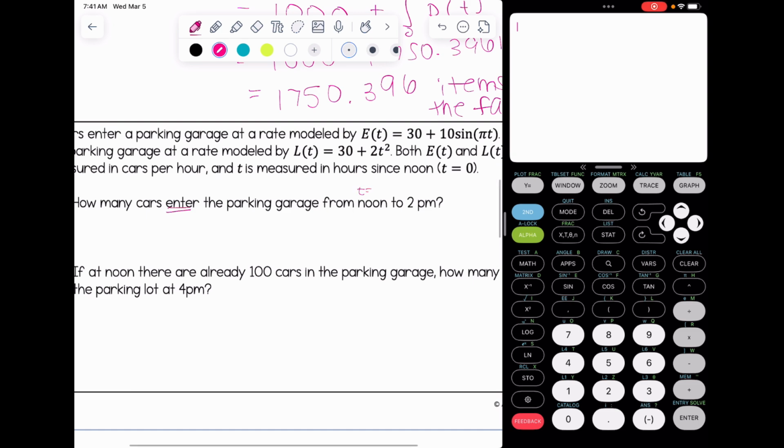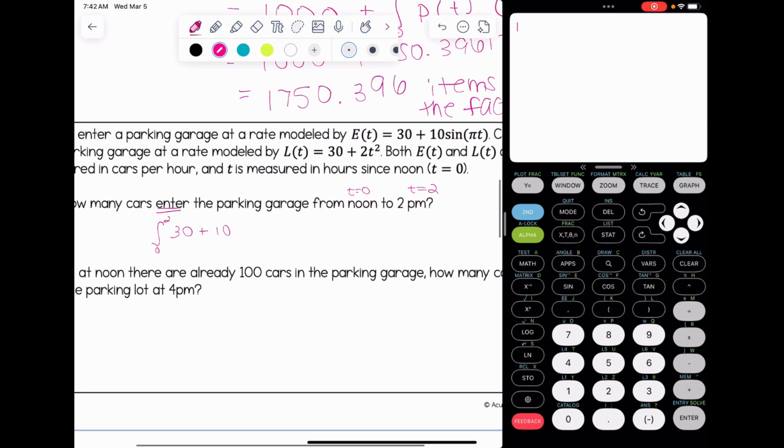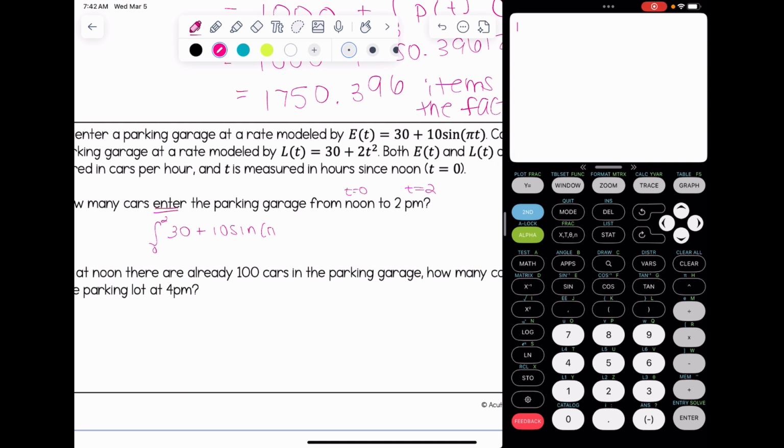So that's from t equals 0 to t equals 2. And I'm just going to use the function that represents the entry. So from 0 to 2, that's 30 plus 10 sine pi t dt. And I'm going to go to my calculator and integrate. And I get that there are 60 cars that enter the parking garage from noon to 2.